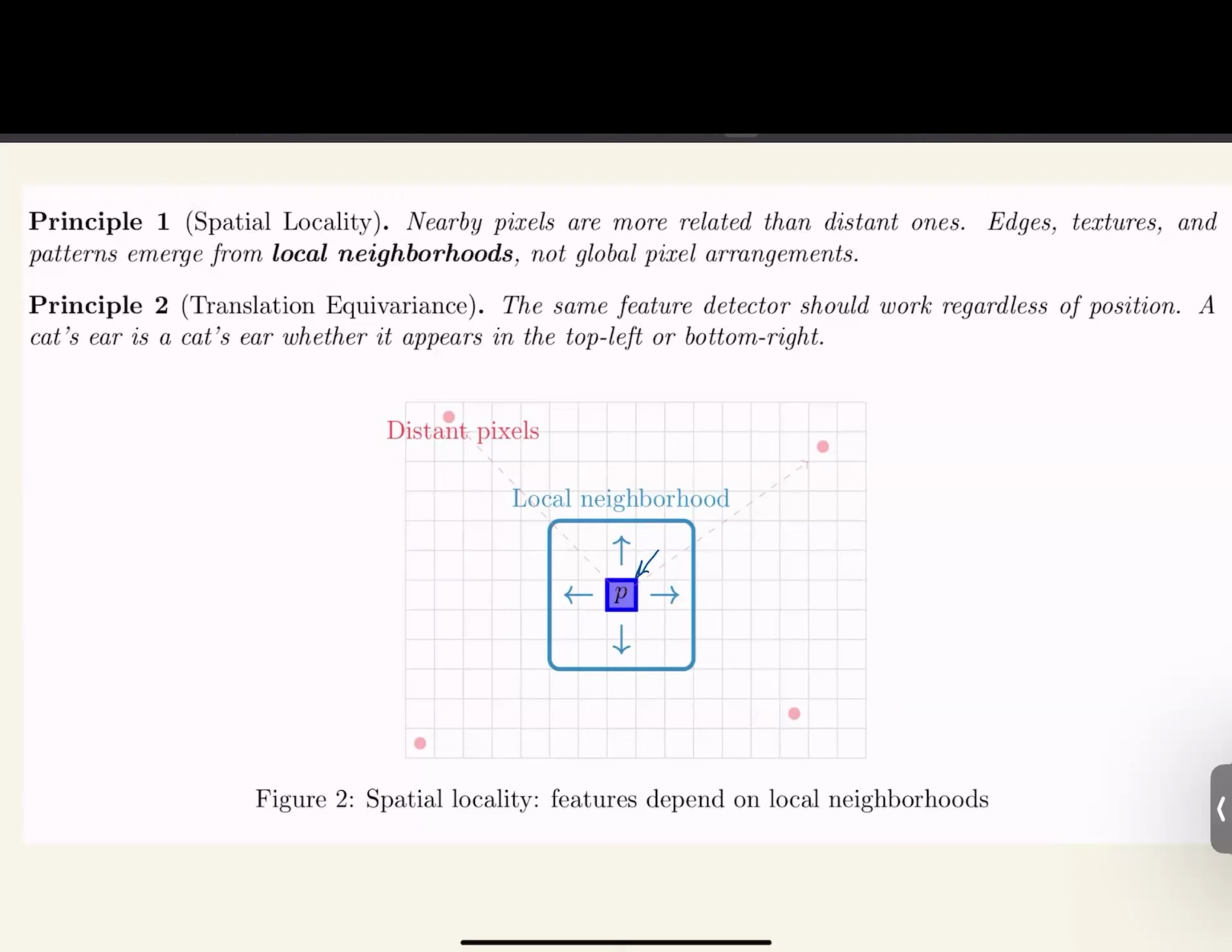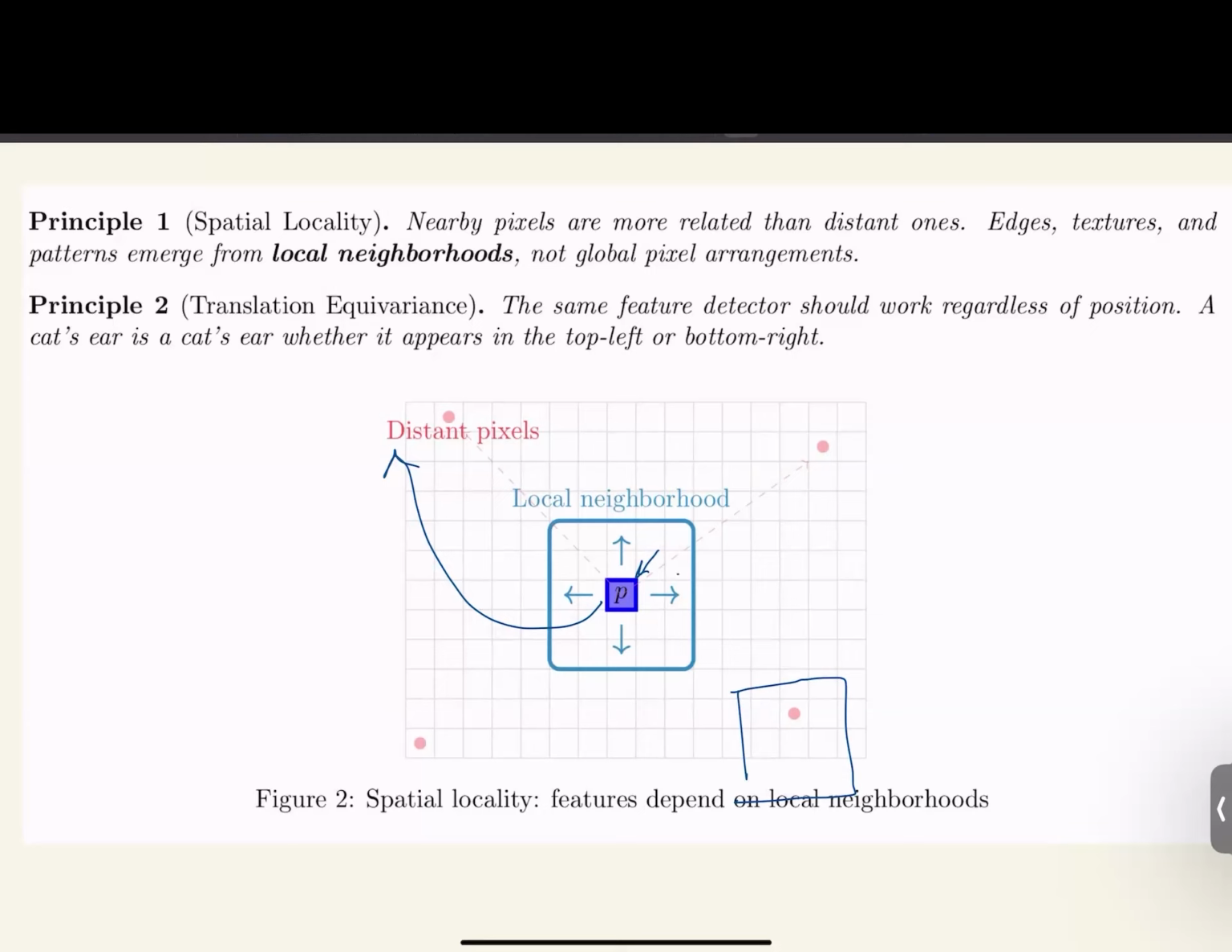We are not expecting that there is a relationship between this pixel and some very distant pixel. The second principle is if you see the same feature here or here, for example, it's the same feature. So if there's an edge, for example, or a whisker of a cat, it's still a whisker. So in your next level of reasoning, you can use the same feature the same way.